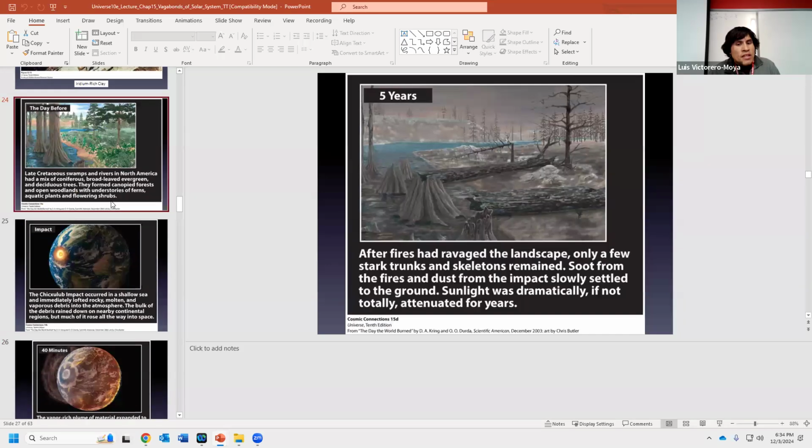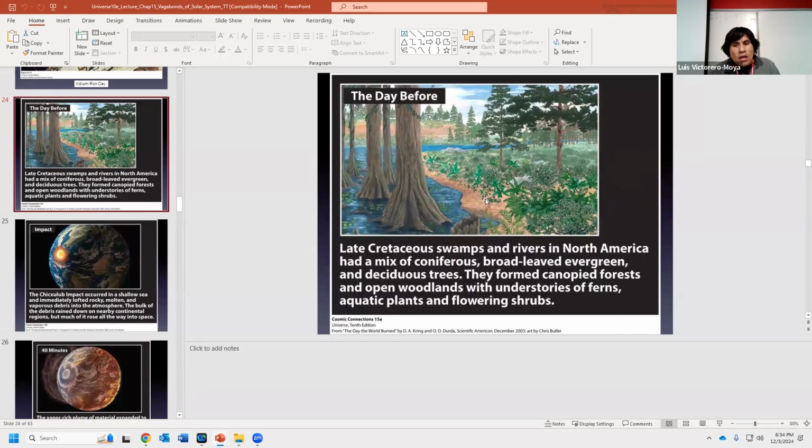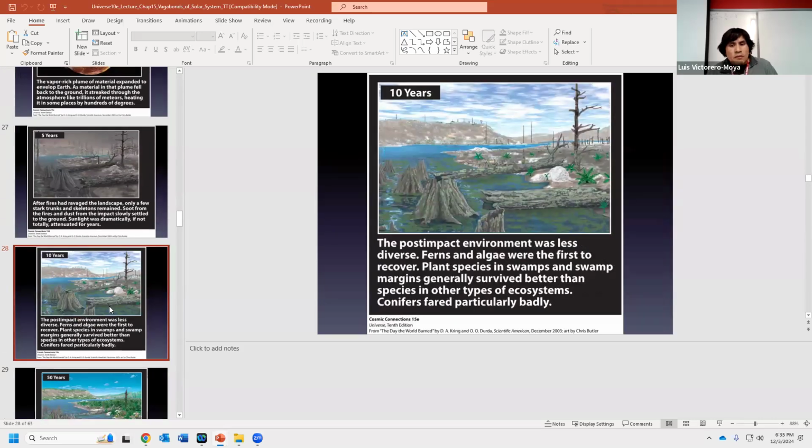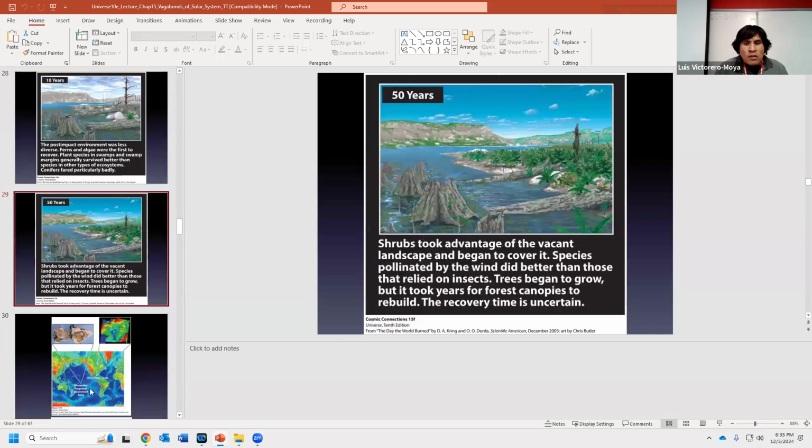So this type of ecosystem didn't come back as it was 65 million years ago, right? The environment readapted to the new atmosphere. And eventually we had flowers, plants, and mammals that started to evolve.